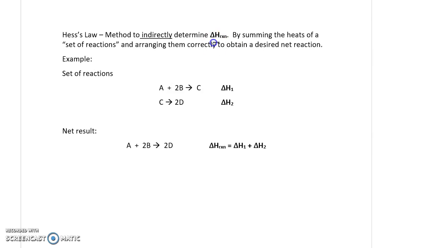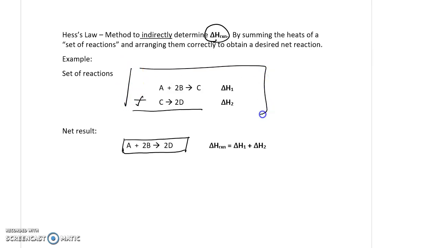It's an indirect method. What do we mean by an indirect method? Well, you're going to take the sums of the heats of a set of reactions, which are these. So we're going to end up summing these up. And then we are going to manipulate them to look like our desired reaction. So that's what we want to manipulate. We want to manipulate these set of reactions.